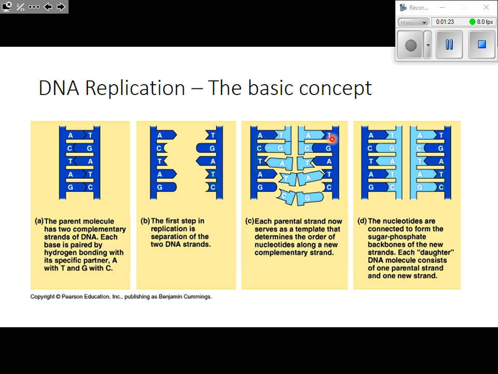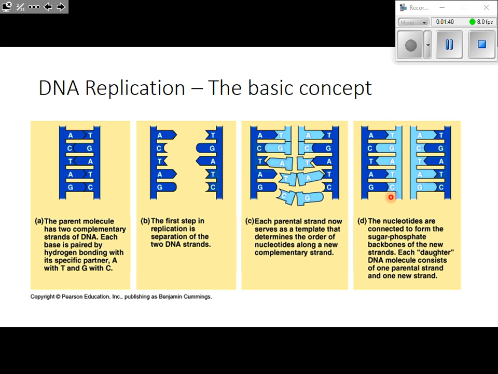And so it's pretty simple. If there's an A on the old strand, we're going to put a T on the new strand. C pairs with G, T pairs with A. And when you're finished copying both sides, this is what you end up with here.